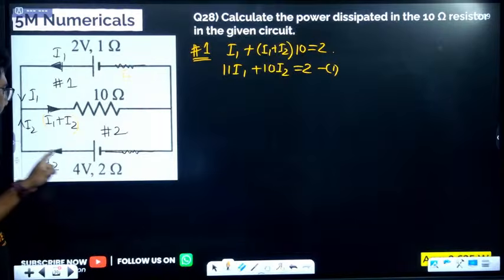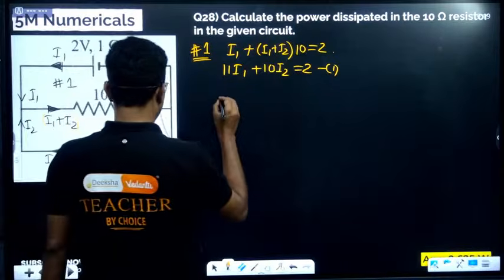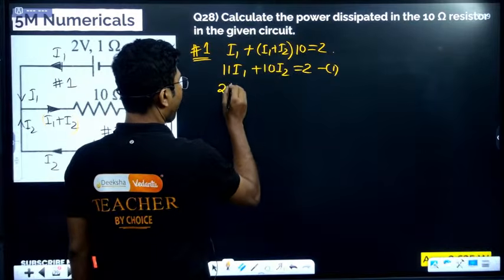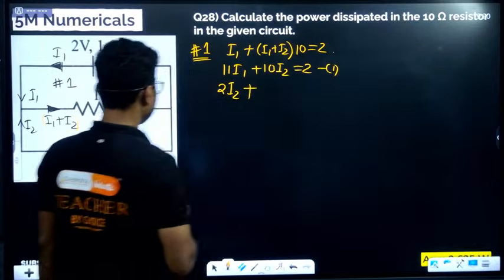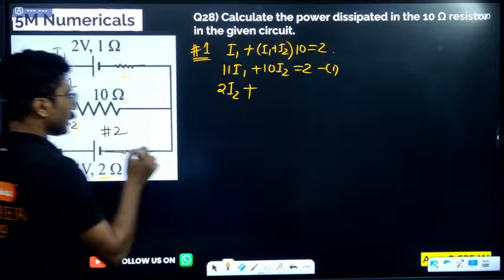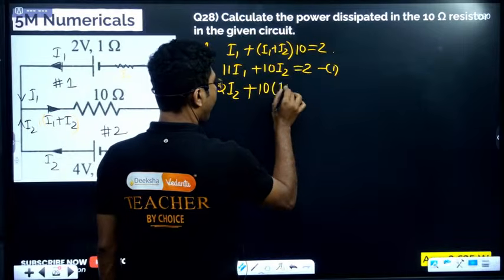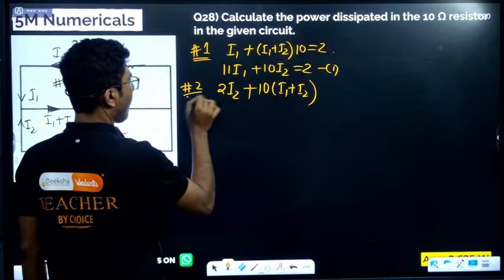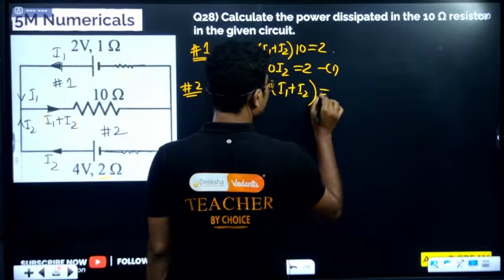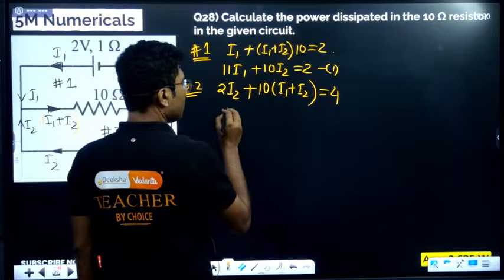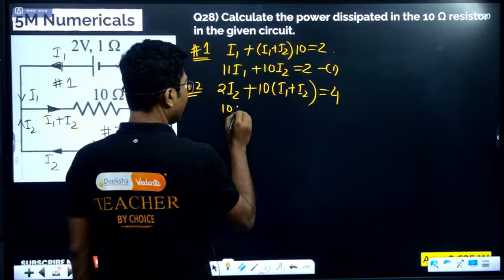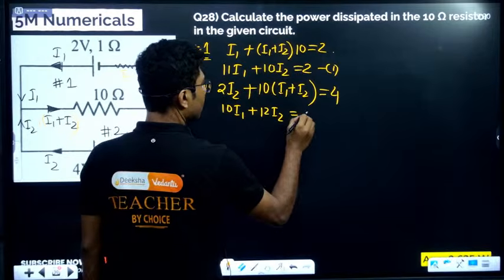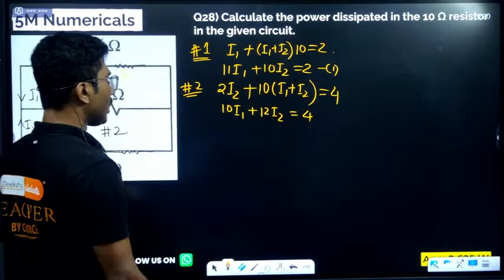Okay, next take this circuit and loop this loop. Again we are going in the direction of current, so we can write this into I2, that is 2I2, plus 10 into I1 plus I2. This is loop number 2. This equals the voltage, that is 4 volt. Okay, so we can write 10 I1 plus 12 I2 equals 4.